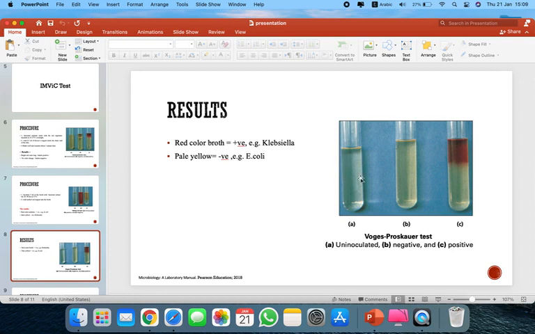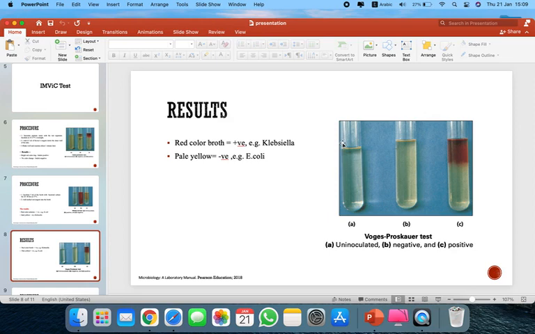This reagent is called VP reagents. And the procedure will be: I just have to incubate 5 ml of the broth, for example this 5 ml of broth, with a young, specific bacteria, and I have to incubate this for 24 or 48 hours at 37 degrees.